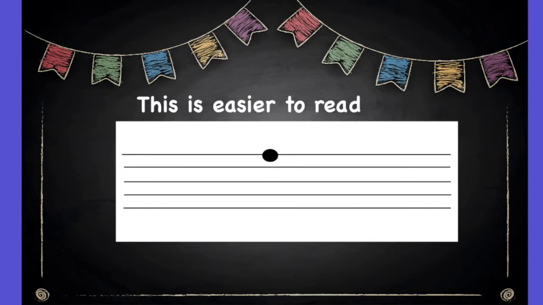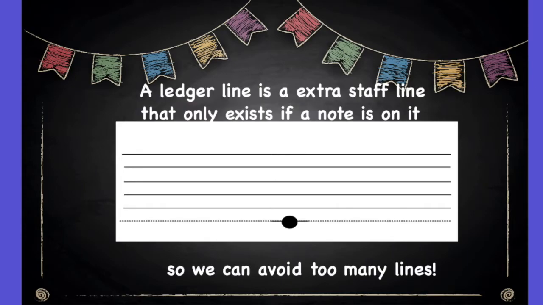Well, we use ledger lines. A ledger line is an extra staff line that only exists if a note is on it, so we can avoid too many lines. As you can see, we have this dotted line. This is the imaginary ledger line, and it doesn't exist until this note happens to be in that spot.